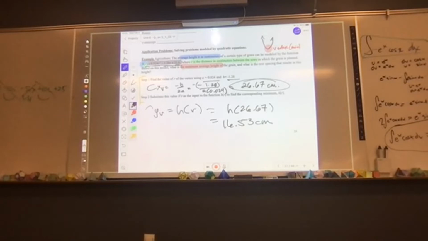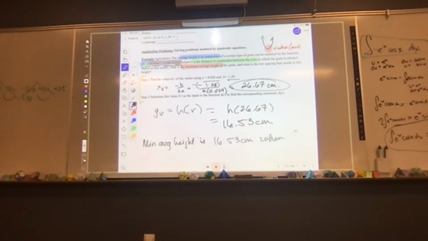Okay? So now I have my vertex. So what does that number represent? The y value of the vertex, but in the context of the problem, what does this represent? Oh, it's the minimum value. The minimum average height. So since this is a word problem, we're writing our answer in a complete sentence. The minimum average height is 16.53 centimeters. Thank you.